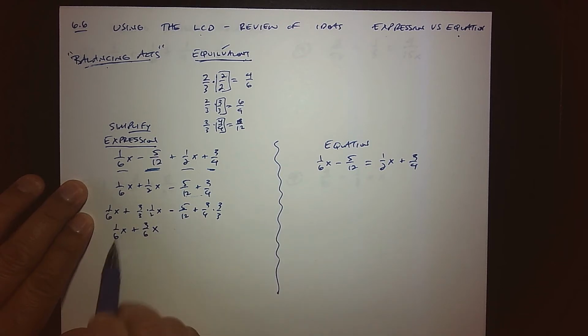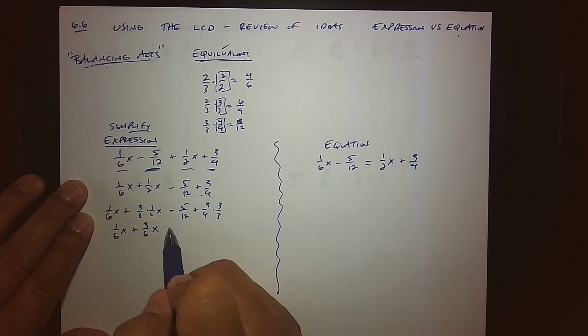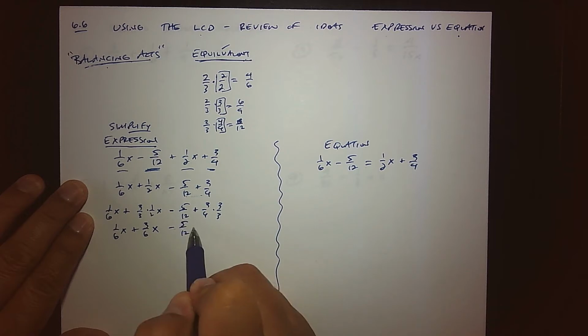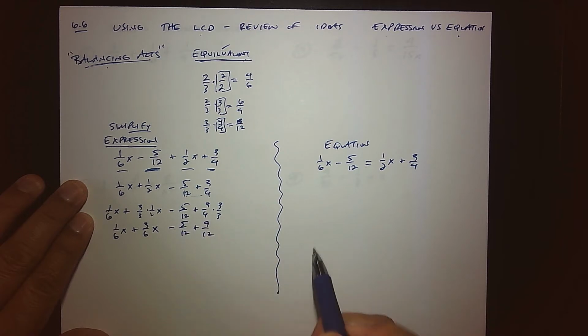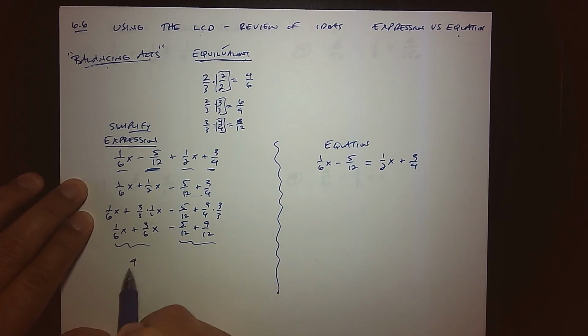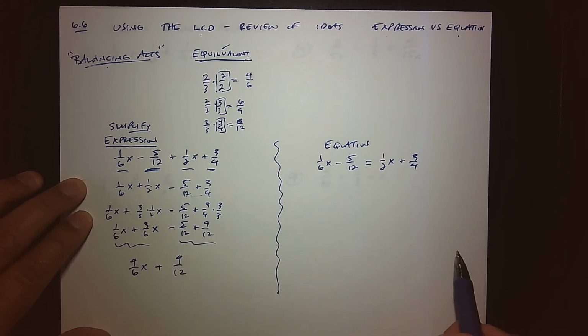these two now are 1/6x plus 3/6x. And this is minus 5/12 plus 9/12. And now that I have the same denominator, we keep it and add up my numerators. Or in this case, we keep it, and -5 plus 9 is 4, and add up my numerators.